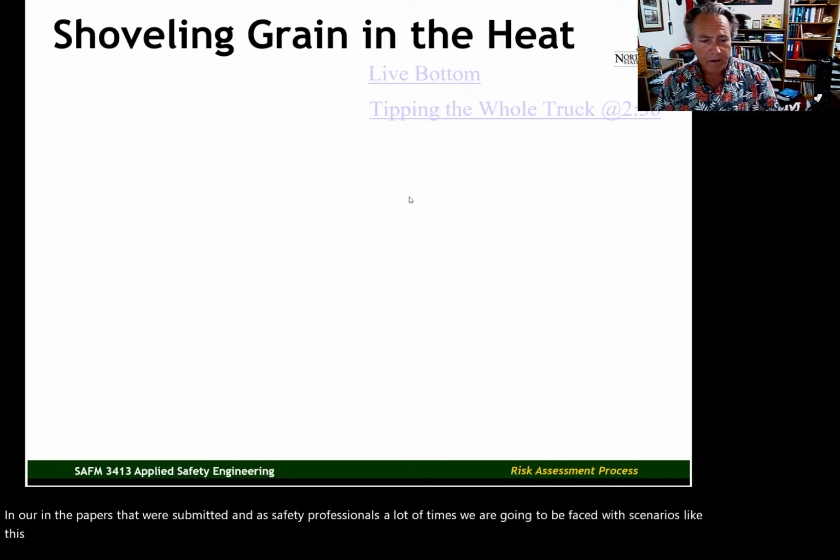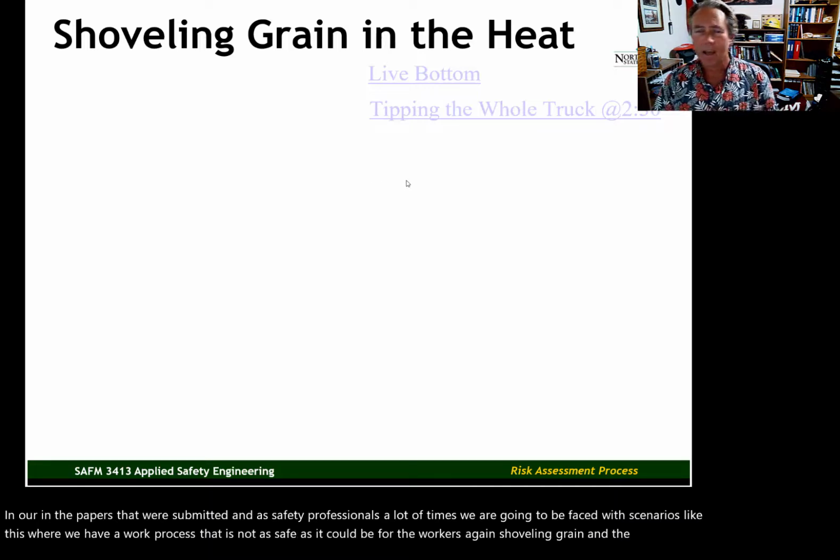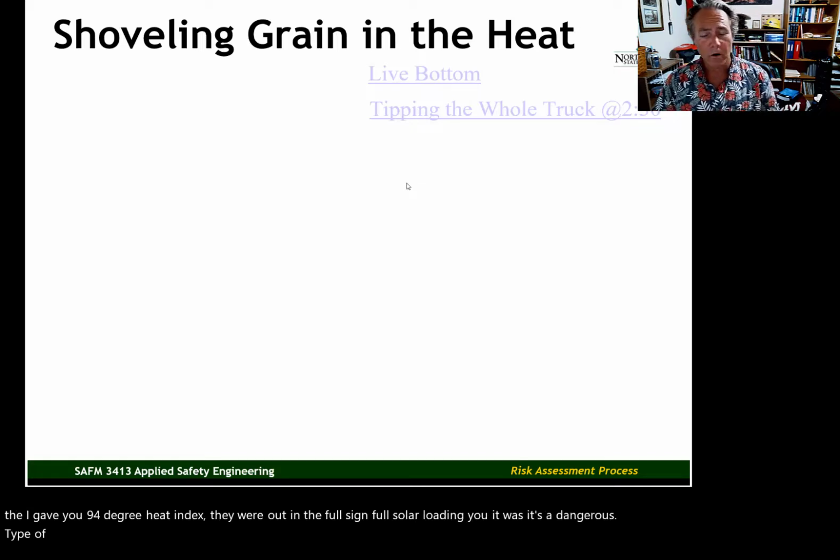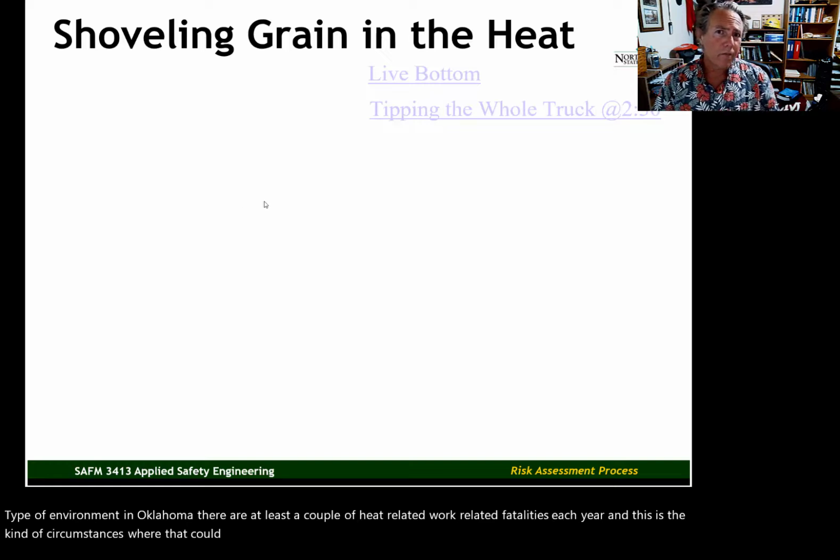Again, as safety professionals, a lot of times we are going to be faced with scenarios like this where we have a work process that is not as safe as it could be for the workers. Again, shoveling grain in the heat. I think I gave you a 94-degree heat index. They were out in the full sun, full solar loading. It's a dangerous type of environment. In Oklahoma, there are at least a couple of work-related fatalities each year, and this is the kind of circumstance where that could occur.